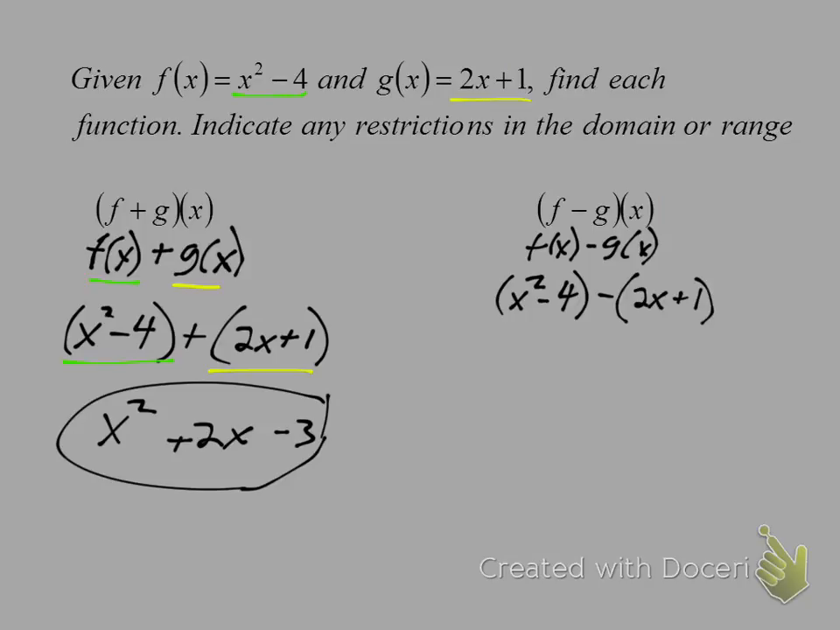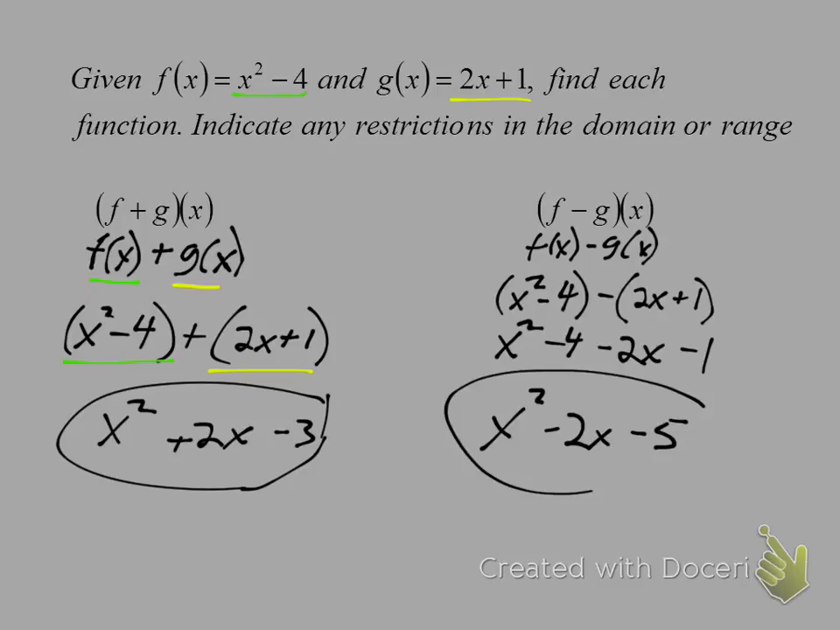Okay, so my recommendation: with addition, it's not a big deal. Subtraction, though, you definitely need them. Multiplication, you definitely need them. Parentheses around your terms, okay? Because here we have to do what with this negative sign right here? Distribute it through. So you get x squared minus 4, minus 2x minus 1, and then you combine like terms. So x squared minus 2x minus 5.